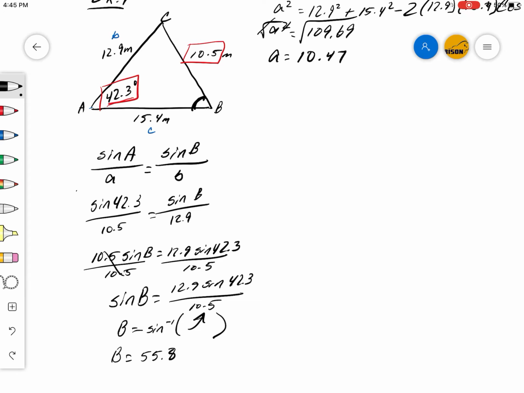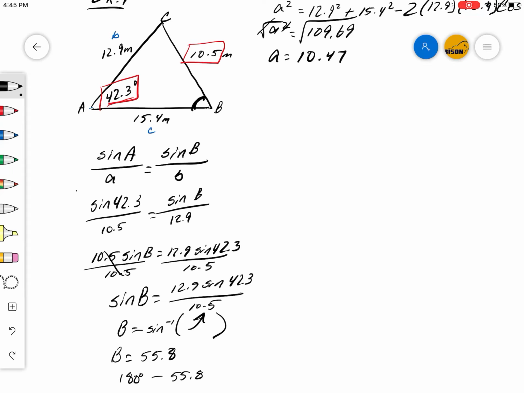Okay, so now the other day, though, we talked about how if you were solving for an angle, so if you had to take a sine inverse, then there's a second angle that also exists on the other side of the unit circle, if you remember that. So the way that we got that other angle is we took 180 degrees and we subtracted that angle that we just came up with, 55.8. So that's what I'm going to do real quick. So 180 minus 55.8, that gave me 124.2.